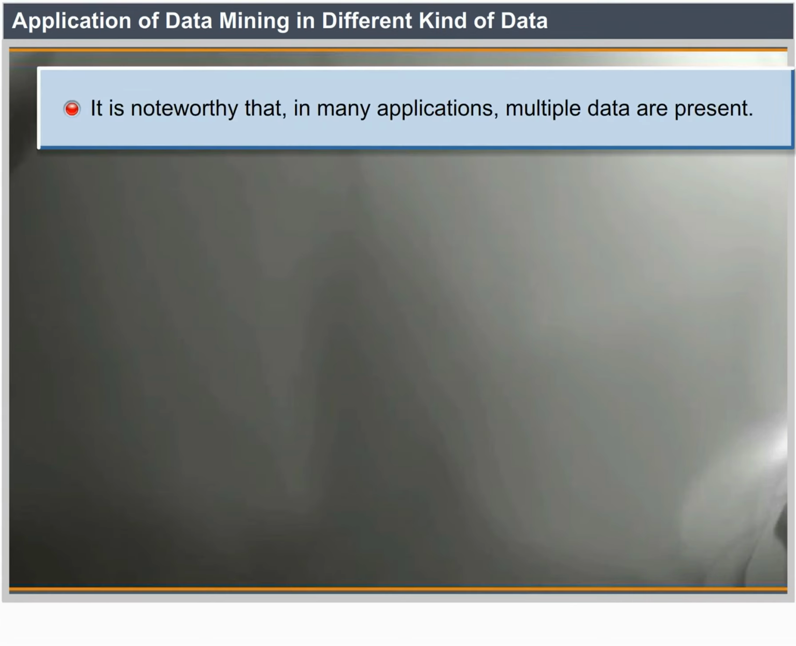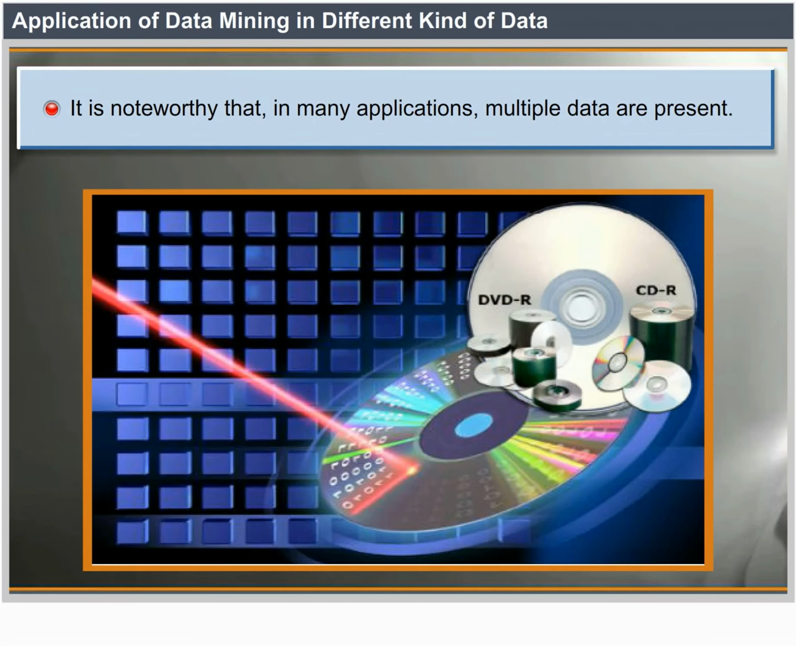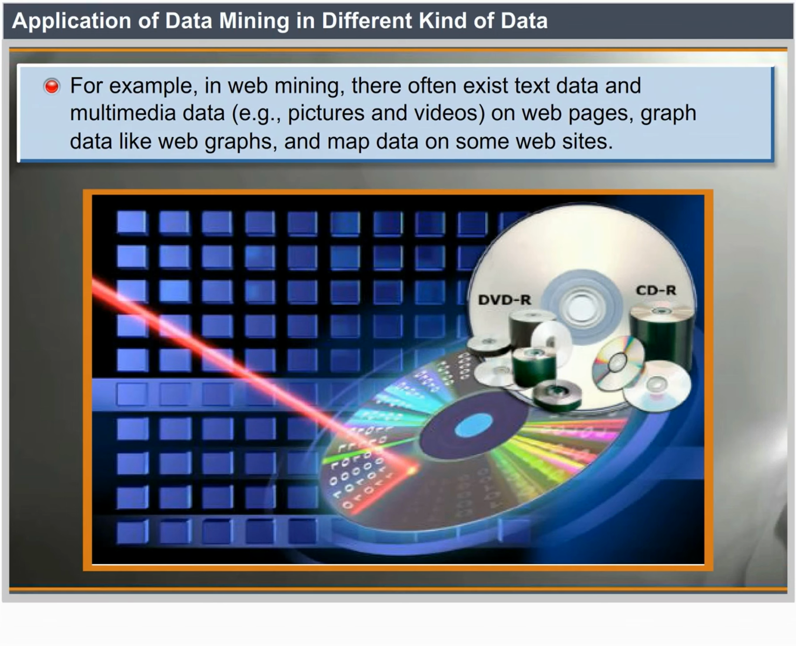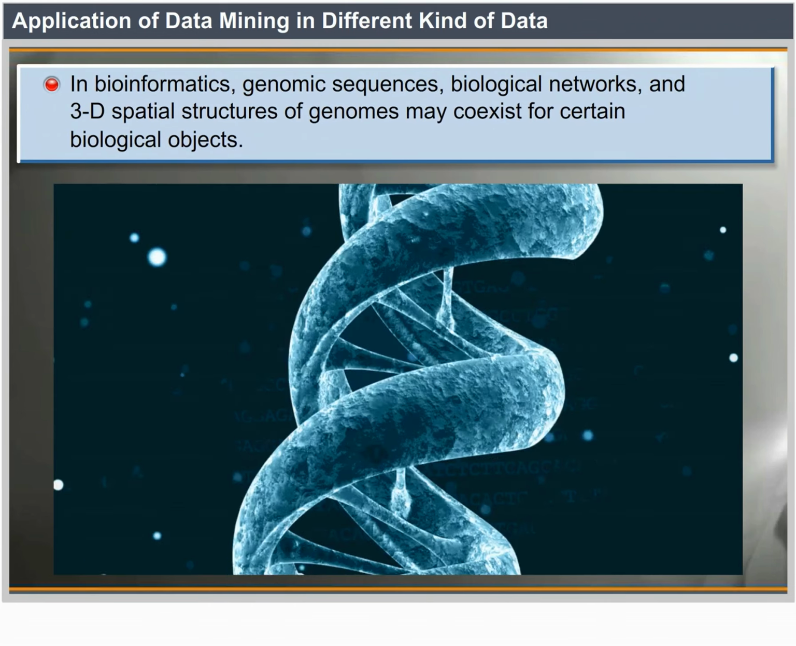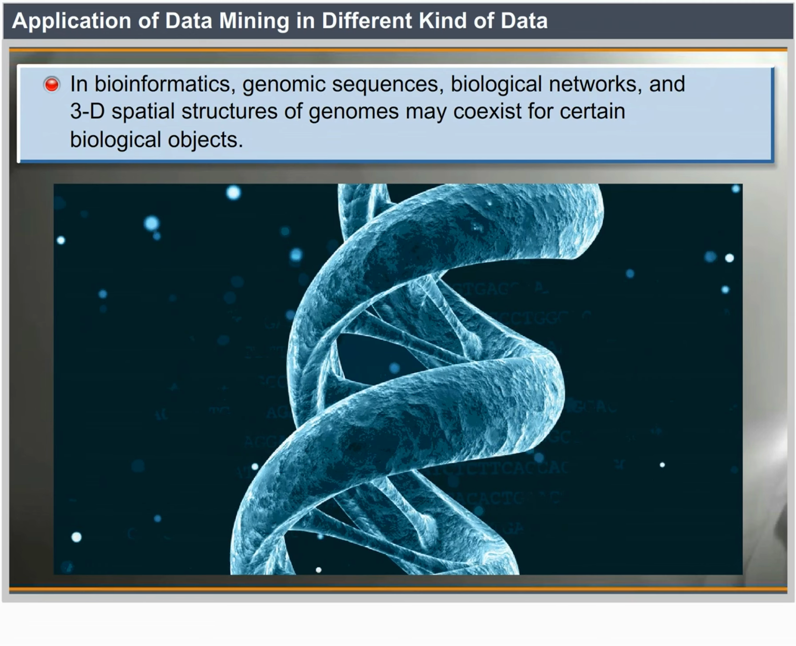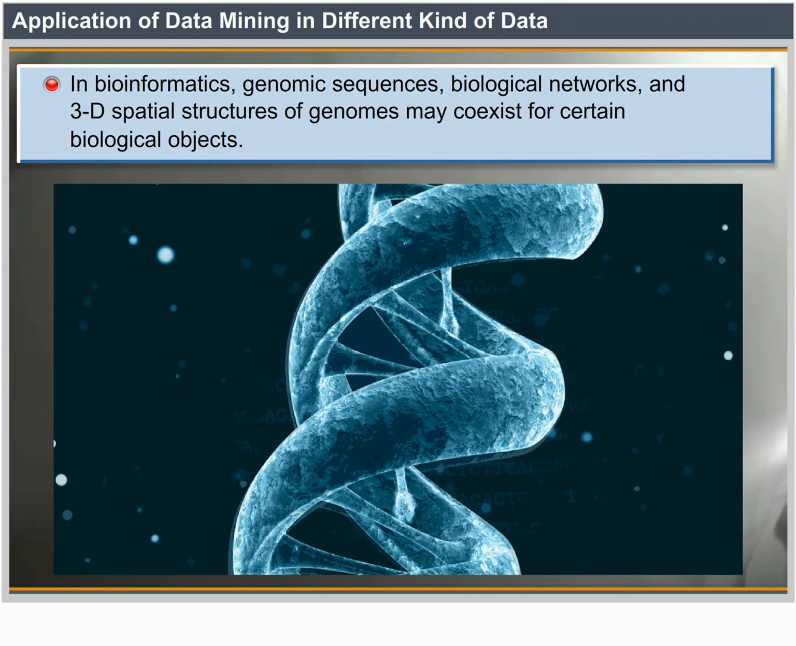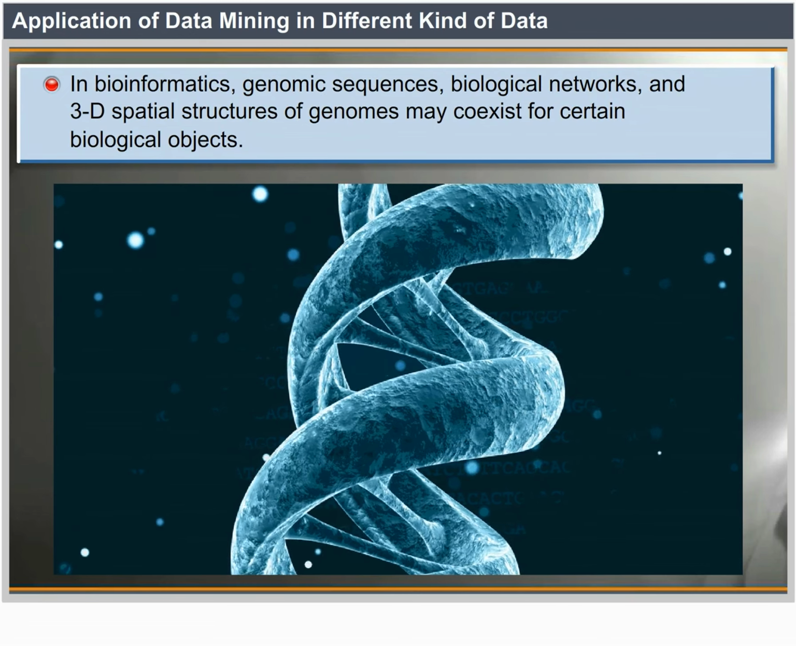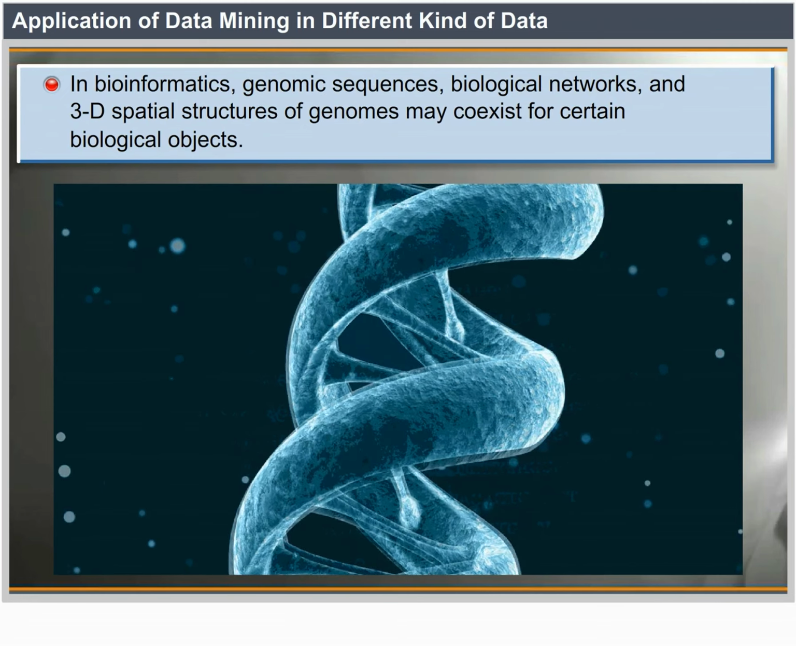It is important to keep in mind that in many applications, multiple types of data are present. For example, in web mining, there often exists text data and multimedia data, such as pictures and videos, on web pages, graph data like web graphs, and map data on some websites. In bioinformatics, genomic sequences, biological networks, and 3D spatial structures of genomes may coexist for certain biological objects.